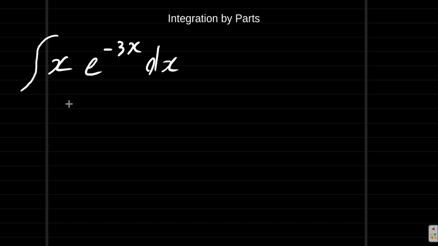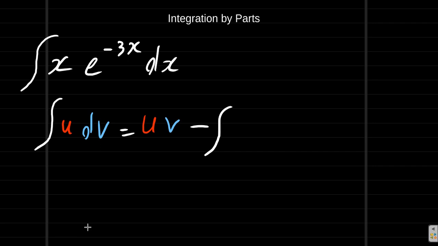Now, the integration by parts formula, remember it? The integral of u dv equals uv minus the integral of v du. Alright? Remember that formula.